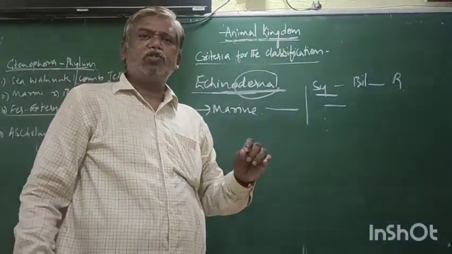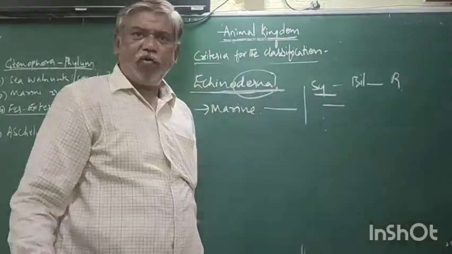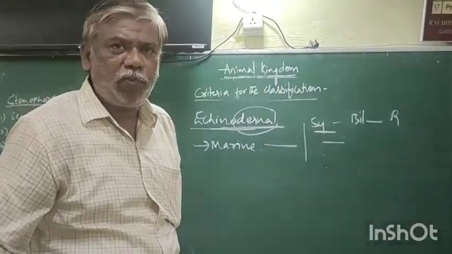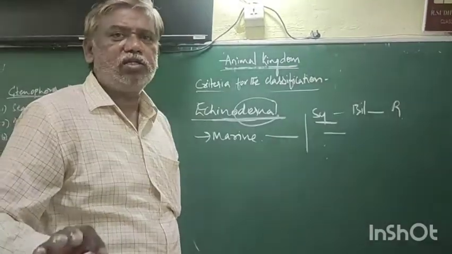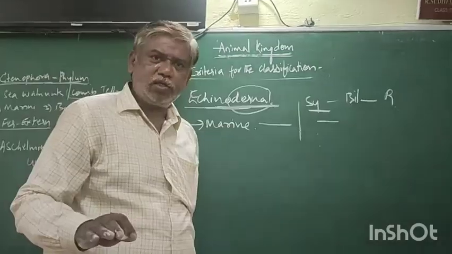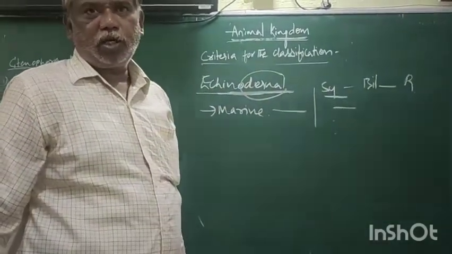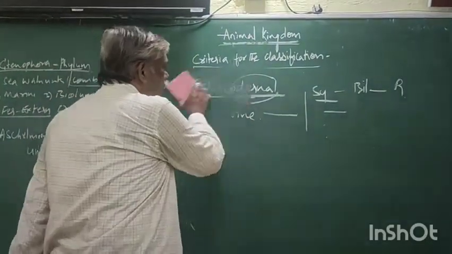Water vascular system is the most important character. All are unisexual. Fertilization is external. Development is indirect. Sea star, brittle stars, sea cucumbers, Ophiothrix. These are examples of echinoderms. Now come to the hemichordata.